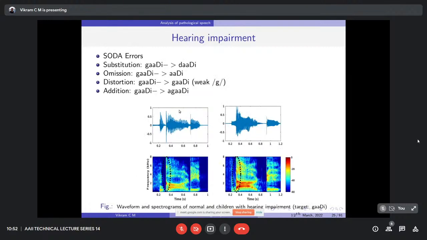And the person with hearing impairment will do a lot of substitution, omission, distortion, and additions. That means for some target sound, he will substitute a different sound. Suppose gadi is a word, he utters it as dadi. Instead of ga, he uttered da. So these sounds also we can easily identify from the speech signal.